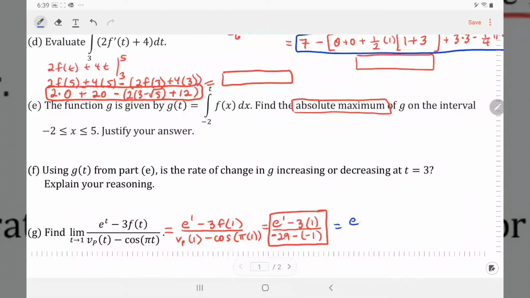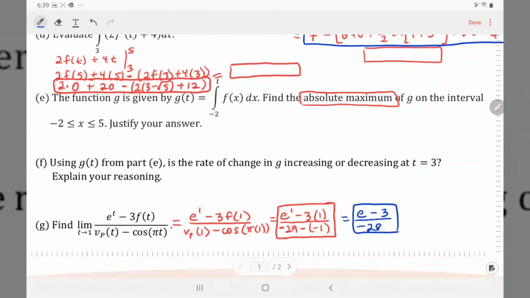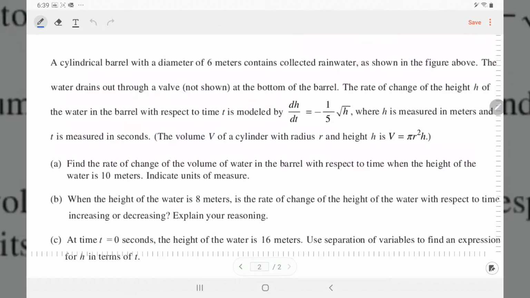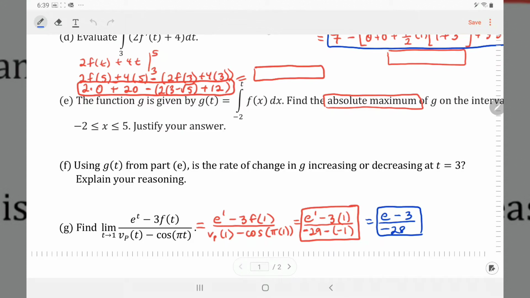Okay, let's see. In the other video, I forgot to do the other page, so I'm going to check the other page. Oh, the other page is actually the other question. Okay, so I will go back and do E and F right now. So find the absolute maximum. To find it, I need the derivative, so I need g prime of t.